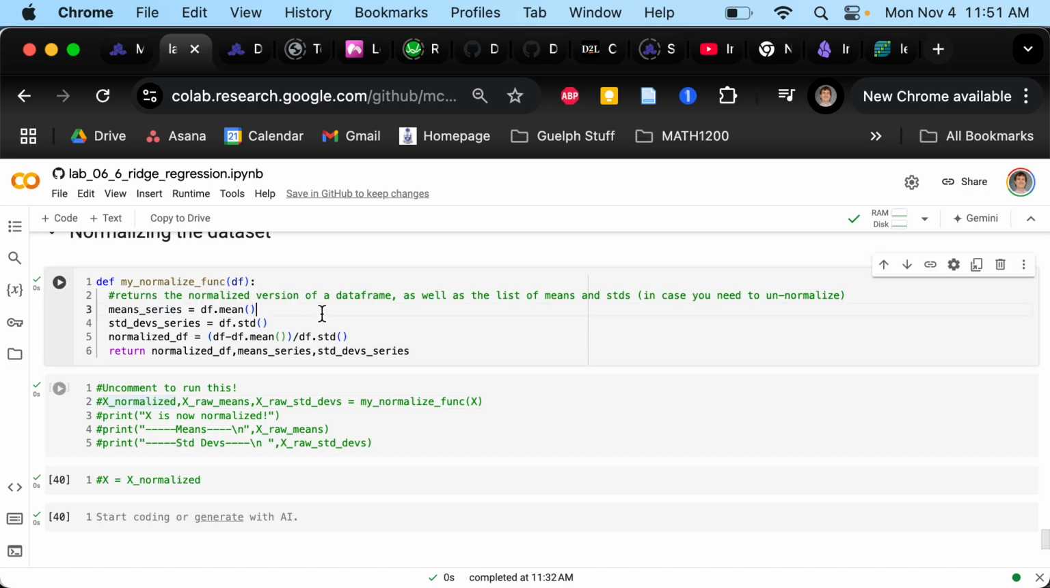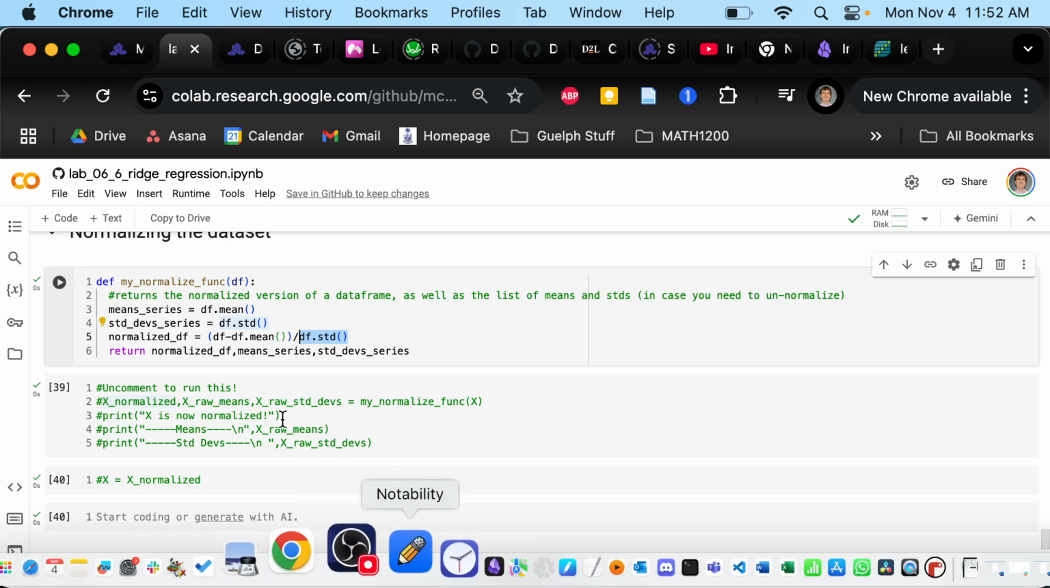So what did I do? I took the mean of each column. So mean series, df.mean was going to give me the mean of each column. And the standard deviation series, df.standard deviation, is going to give me the standard deviation of each column. And then I subtract the mean, and I divide by the standard deviation. And that gives me the normalized thing.